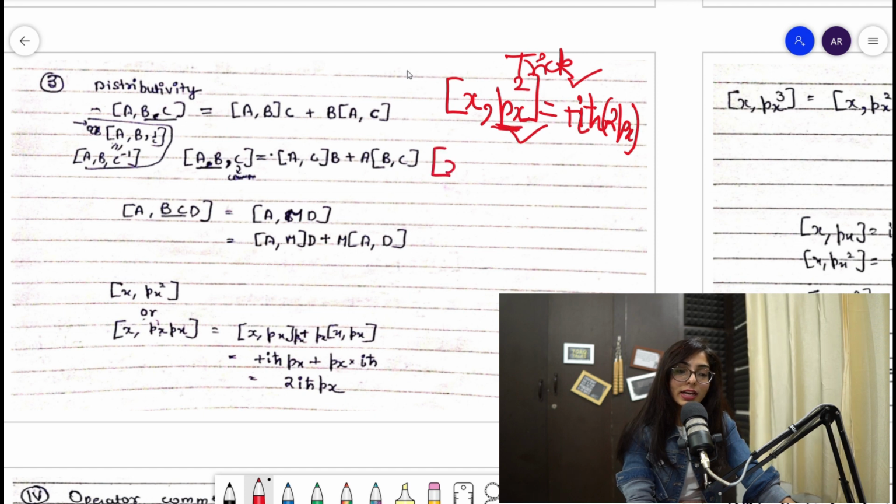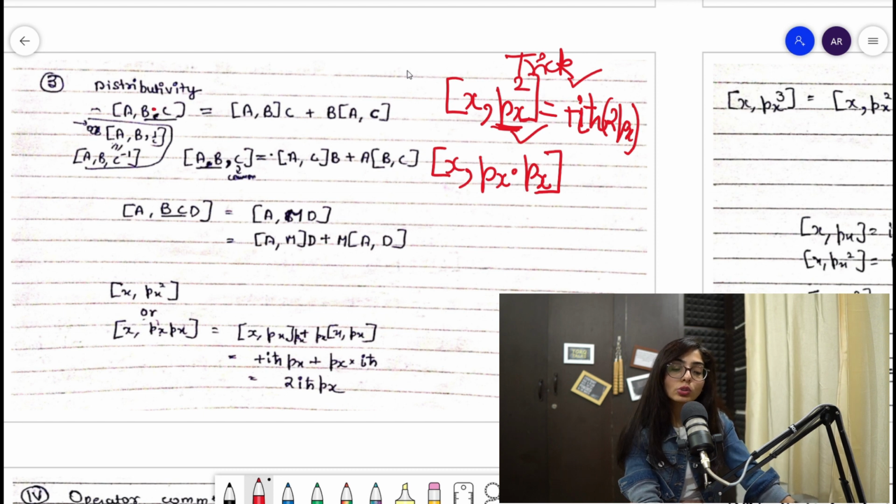Can you please tell me, can you write p(x square) like this? The dot means, guys, multiplication. Clear? So it is similar to this: a comma b dot c. Clear? So how to solve that equation, how to solve such an identity?